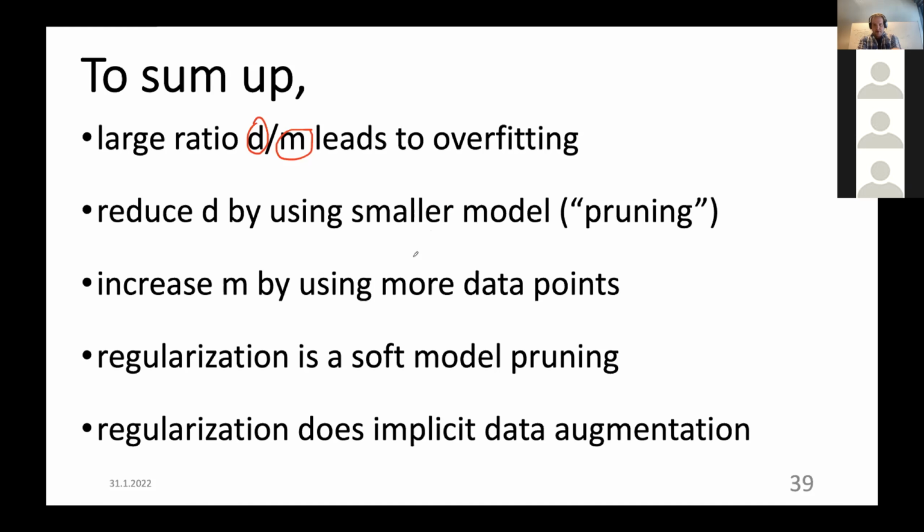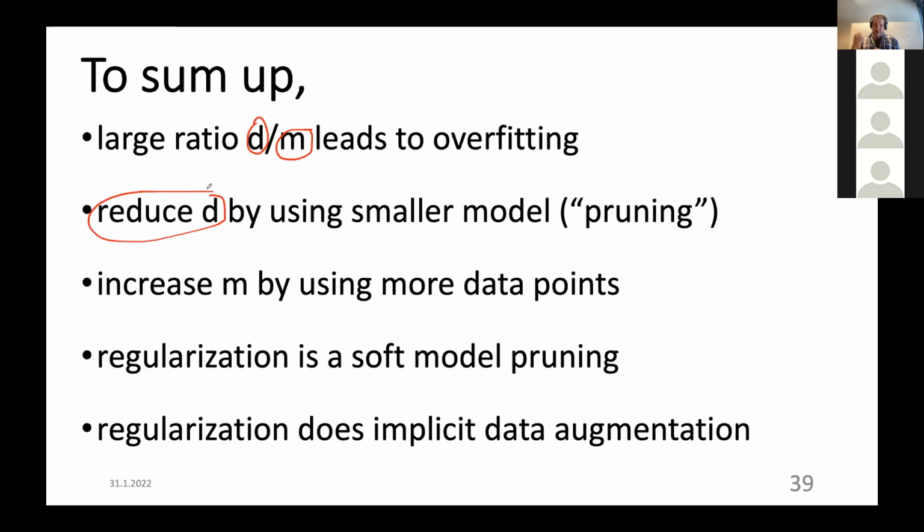And there are two approaches to do this. Either try to make this effective dimension smaller by making the model smaller. And you can make the model smaller by just using a smaller model, using lower degree polynomials, using smaller artificial neural networks, using fewer features. So this is called model pruning.